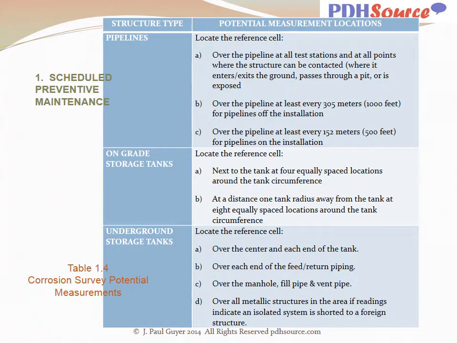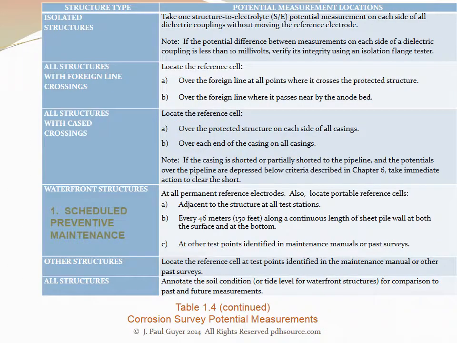Table 1.4 indicates the corrosion survey potential measurements to be taken for pipelines, on-grade storage tanks, and underground storage tanks. The table continues with criteria for isolated structures, all structures with foreign line crossings, all structures with cased crossings, waterfront structures, other structures, and all structures.